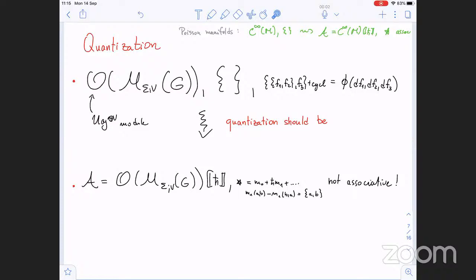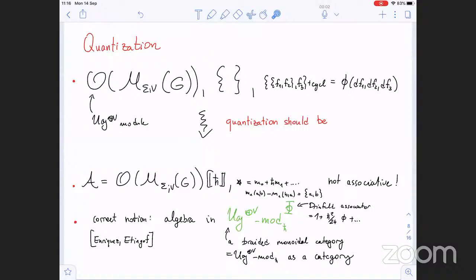It should be just power series with some star product, but it cannot be associative in the usual sense, because then the first order commutator would be Poisson. So this was first realized by Enriquez and Etingof. The correct notion is an algebra in a slightly different category, and the category is this triangular category.